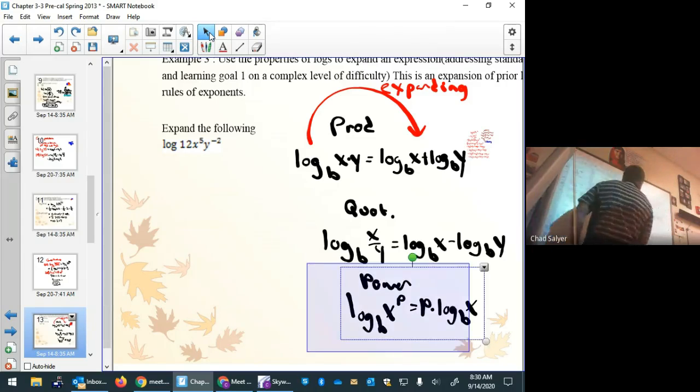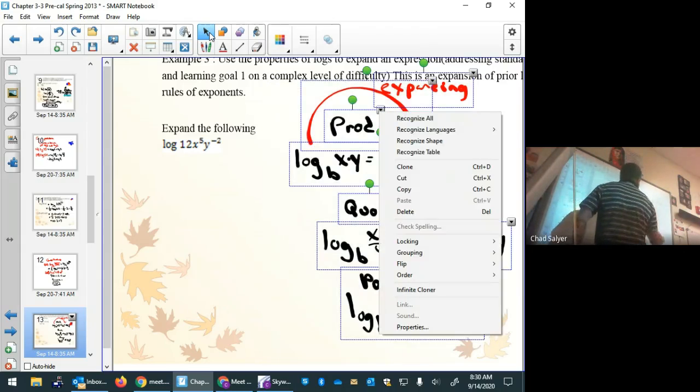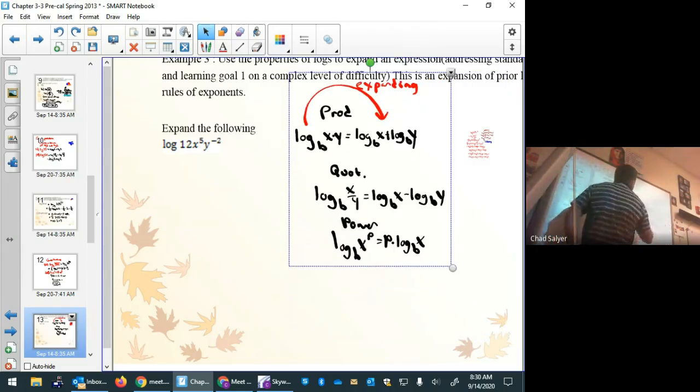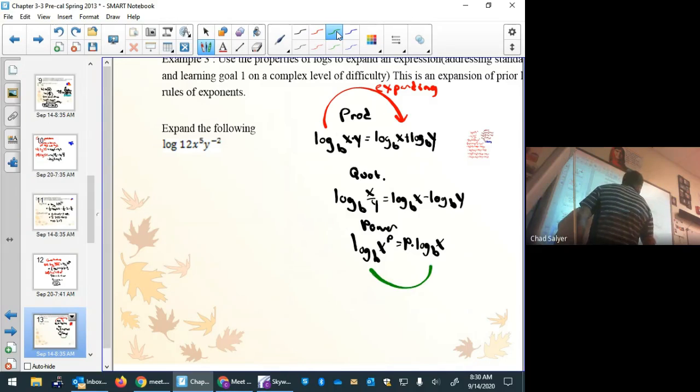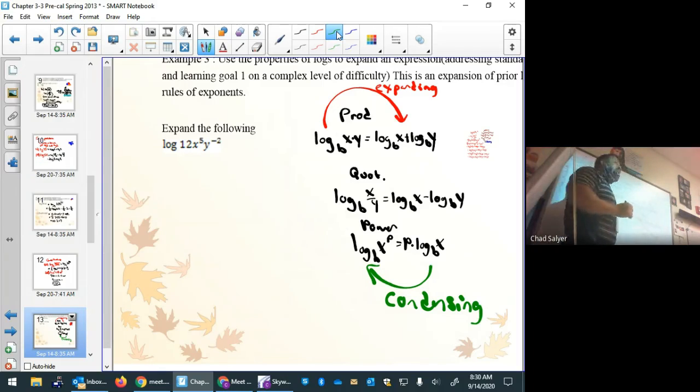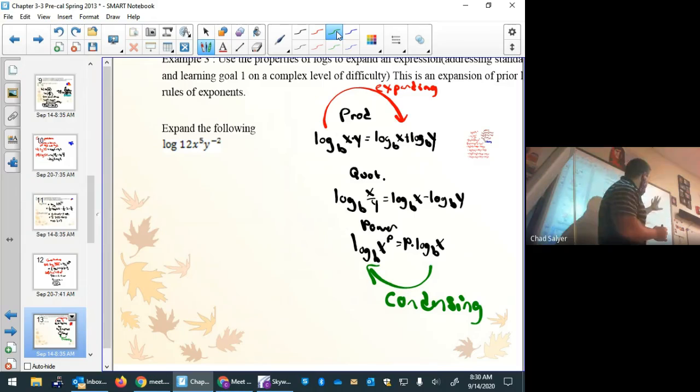However, if I go the other direction, that's called condensing. And there will be times when we need to expand and times when we need to condense. So if we start with an expression like we see on the left and we rewrite it like we see on the right, we have expanded the logarithmic expression. If we start with something that looks like what's on the right and we rewrite it as what's on the left, we have condensed the logarithmic expression.